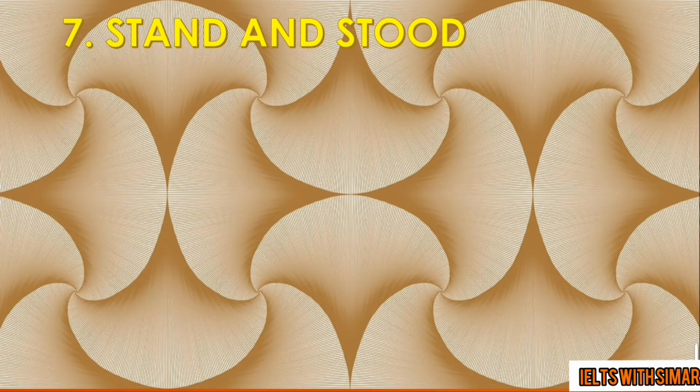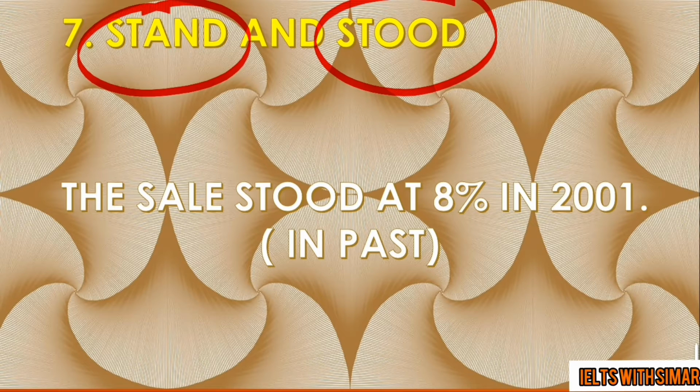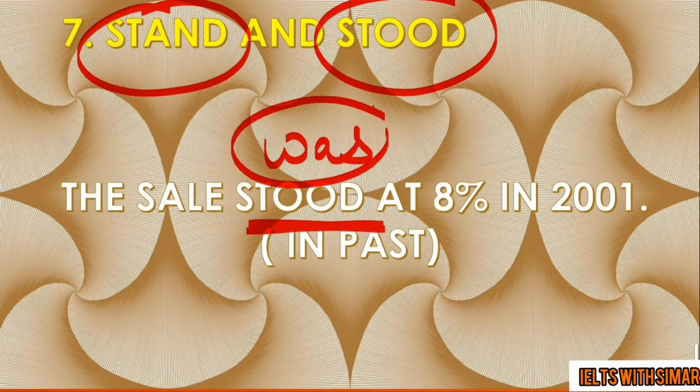Next is stand and stood. In the past, you will use stood and in the present, you will use stand. So instead of using was, you can use the sale stood at, instead of the sale was at. So instead of using was, you can say stood. The sale stood at 8% in 2001.